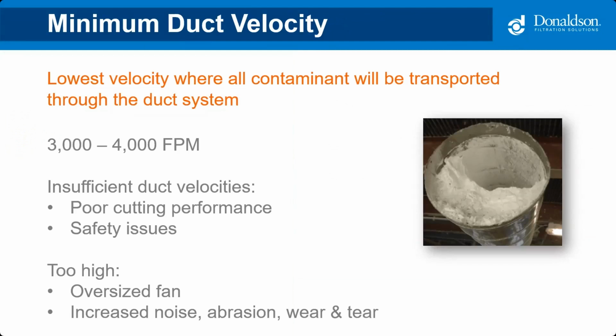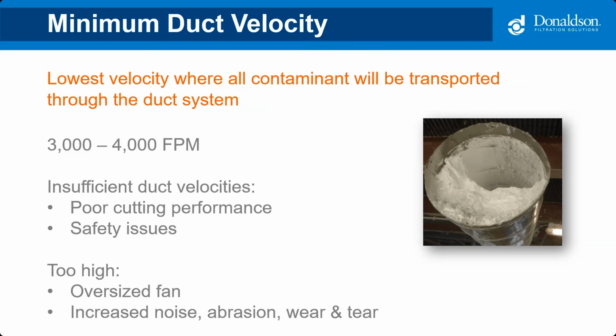The minimum duct velocity is a critical design factor. It is the lowest velocity where all contaminant will be transported through the duct system. For laser cutting, we typically are looking at using between 3,000 and 4,000 feet per minute conveying velocity in the duct. So two different scenarios. If the duct velocity is too low, as you can see in the image, the dust could settle out within the duct and cause problems such as safety issues, and can ultimately lead to total system failure, meaning if you're looking at that picture of the ductwork, imagine that dust being collected in the ductwork and then getting too heavy and the ductwork actually collapsing and falling.